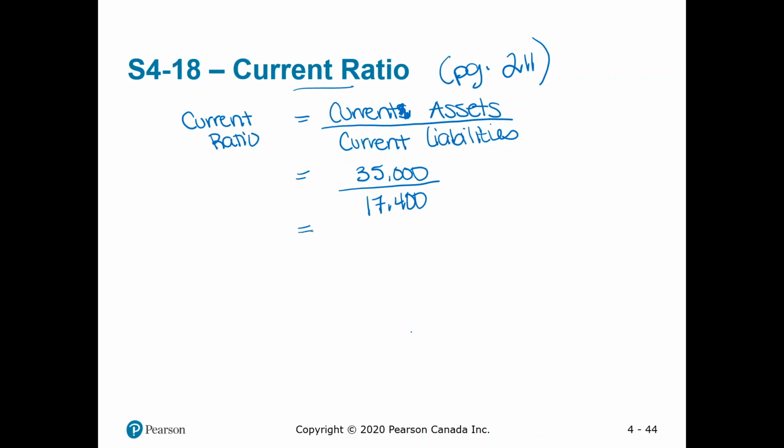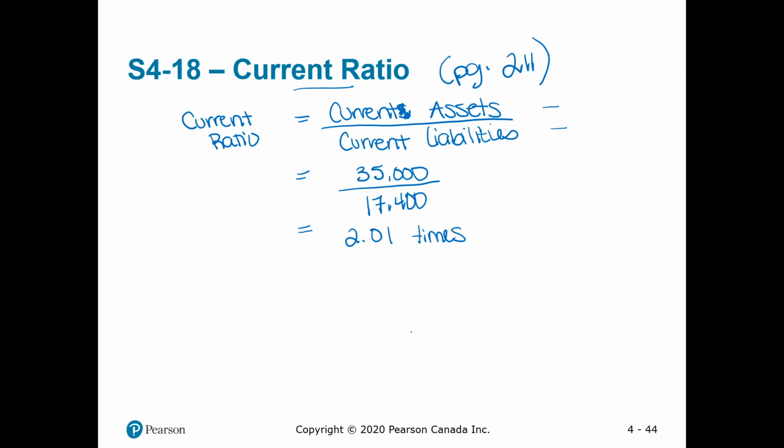If you do the math there, 35,000 divided by 17,400, you get 2.01. And this is shown as times. So 2.01 times. So your current assets are 2.01 times your current liabilities. You have twice as much of those. Or another way that you could read that is that for every $1 of current liabilities, you have $2.01 of current assets available to cover them.